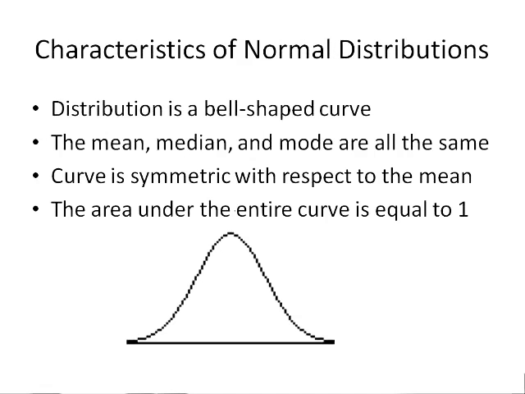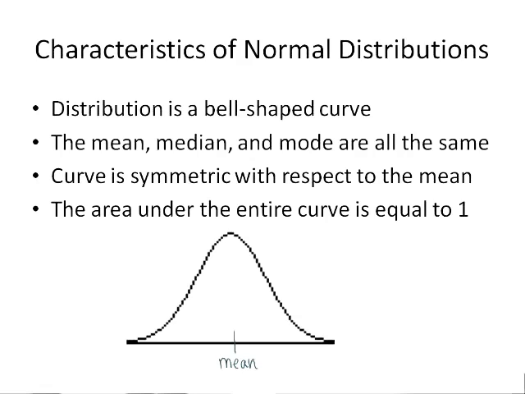Here are some of the characteristics of normal distributions. If you notice the graphic down at the bottom of the slide, the distribution has a bell-shaped curve. The mean, the median, and the mode are all the same, and they occur at the center part of your data, right below the highest point on the curve.